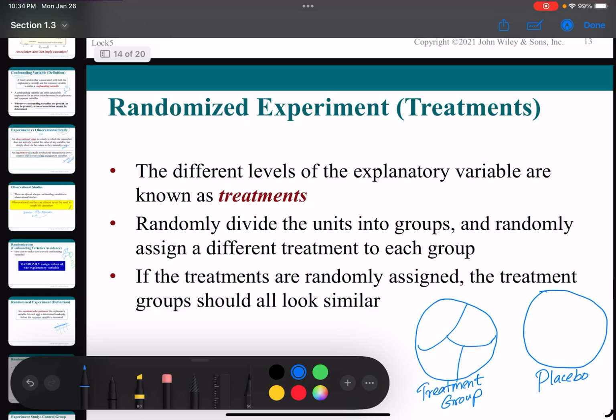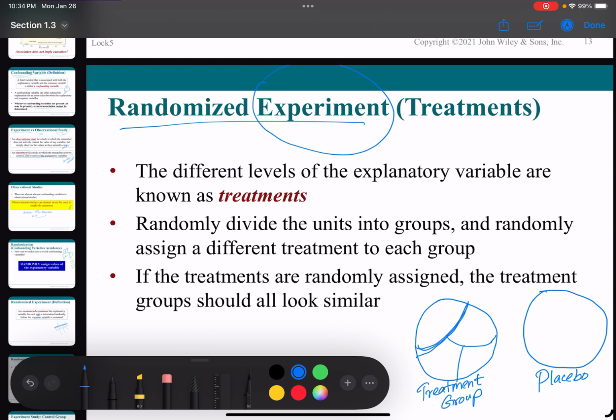The treatment is randomly assigned. So we are talking about randomized experiments. So in normal experiments, we have two groups: treatment group and placebo group. I'll talk about the placebo group a bit further in the next couple of slides.